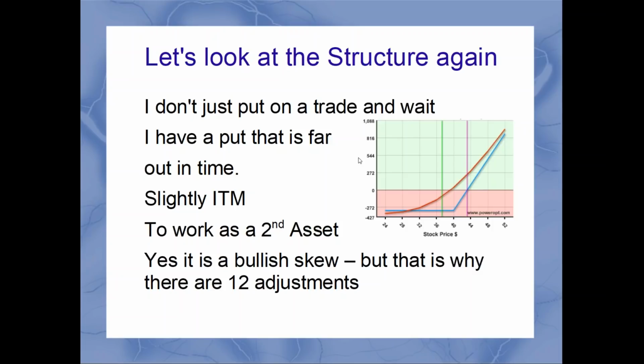Yes, it's a bullish skew, but that is why there are 12 adjustments that work if the stock moves up, if the stock is stagnating, or even if the stock has fallen in price. We showed a little bit of that last week with the Starbucks trade, how we were able to reduce the risk slightly, but drastically reduce the break-even, even though the stock was down 7% in the first 30 days that we opened the position. We're going to look at another example of that kind of adjustment today as well.